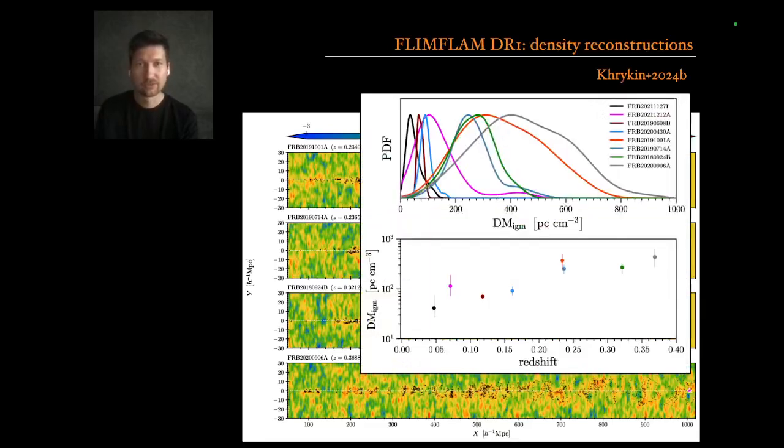From all these density reconstructions, we estimated the corresponding DM-IGM distributions for each FRB sightline that I show on this plot. The bottom panel just shows you the mean and the corresponding uncertainty of these distributions from the top.